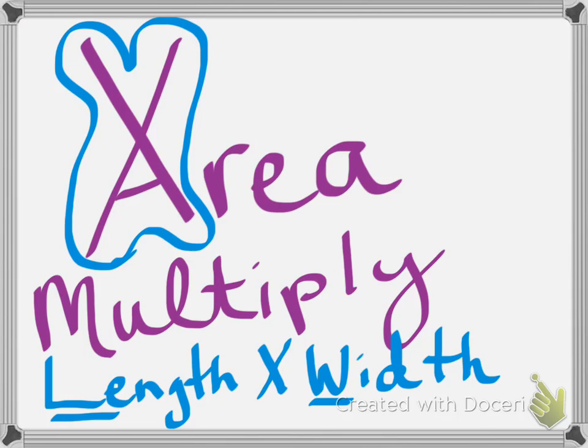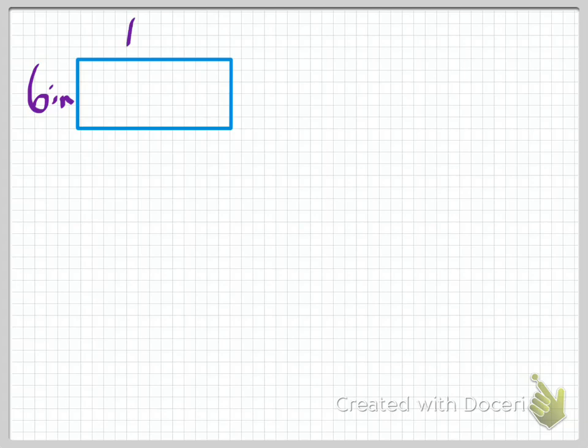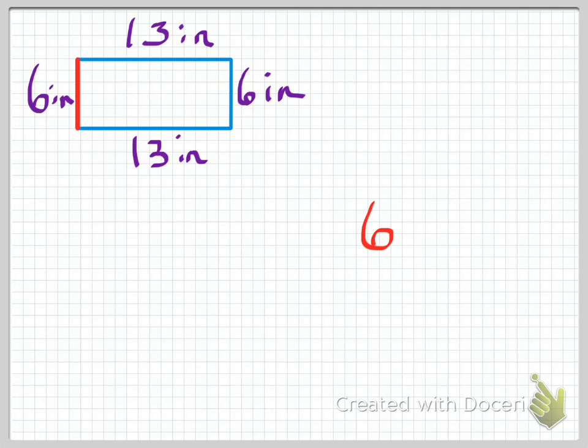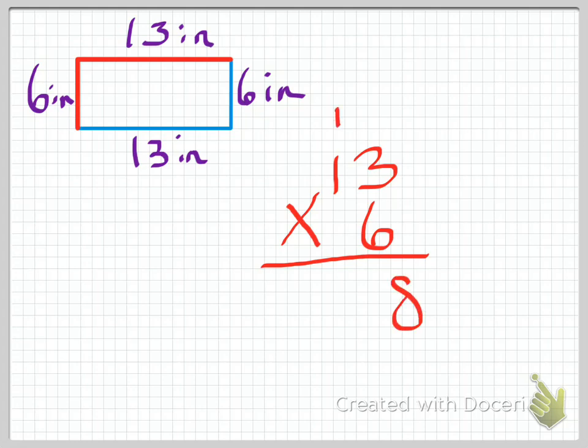Okay, so let's go ahead and do an example. We have our example from earlier, and our length is 6 inches and our width is 13 inches, and all we have to do is multiply them together. So we have 6 times 3 equals 18, 6 times 1 equals 6, plus 1 more equals 7.